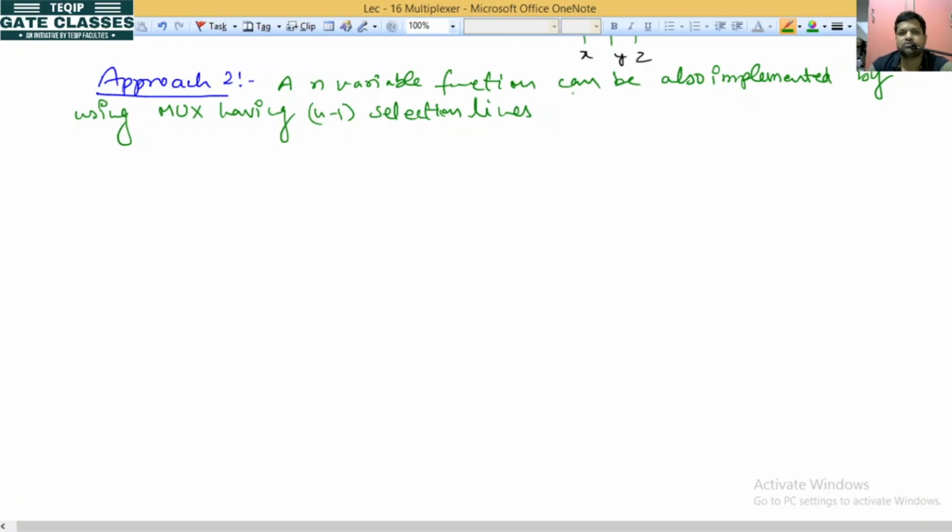Okay? Now in approach 2 we are going to study that if we have an n variable function, then you can implement it with the help of n minus 1 selection lines, that is a 2 to the power n minus 1 cross 1 mux. So it is a smaller size mux than approach 1. So what happened in this case? Let us see.